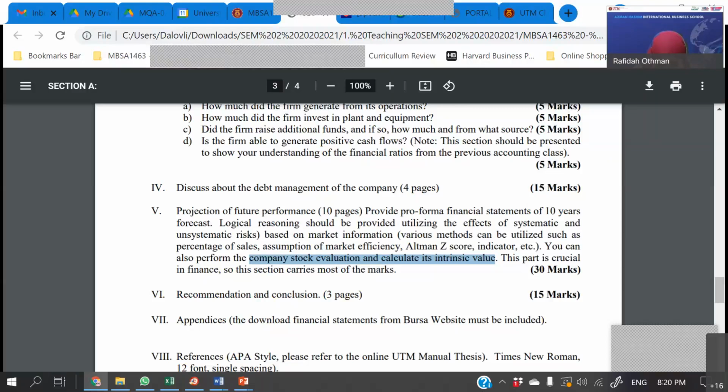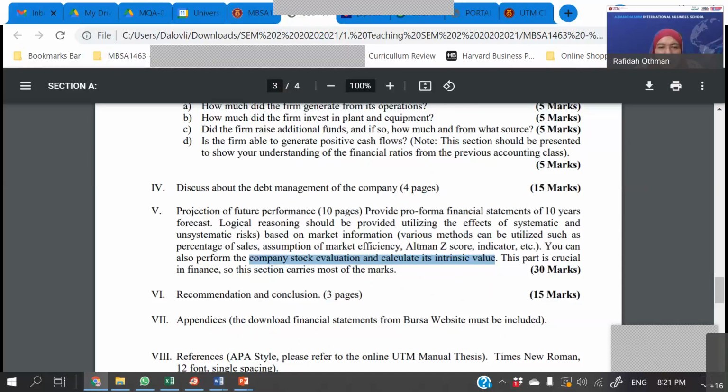Okay, so what do I want to say just now? Okay, so this is what we are looking at in intrinsic value. Find what is the stock market of the company, and then try to perform some analysis on the stock evaluation. You know how to do it. First, you have to find the G, and then you have to know what is the expected return of the stock.